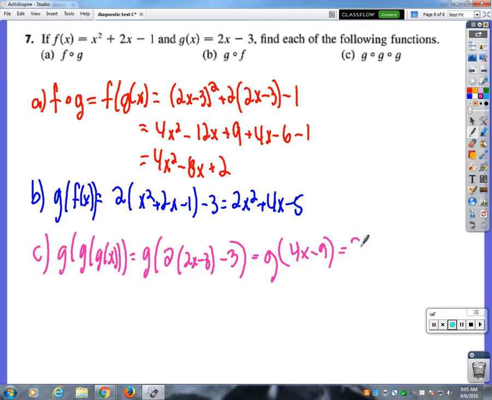I take my answer and plug it in for the x in the g function. So 2 times, this time, 4x minus 9. Don't forget the minus 3. And that gives you 8x minus 18, minus 3, which is 8x minus 21.